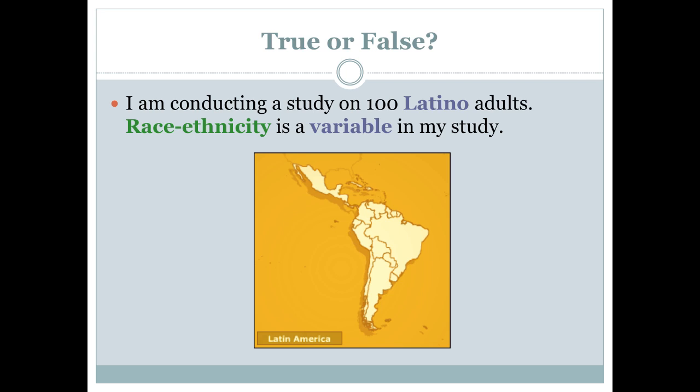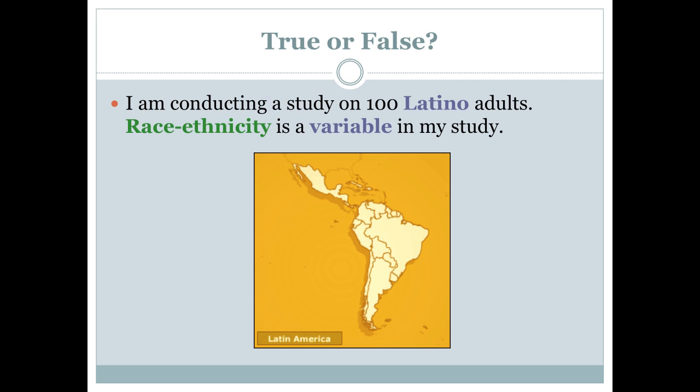Now let's see if we understand the difference between a constant and a variable. Okay? Question to you guys. I am conducting a study on 100 Latino adults. Can one of my variables in my study be race, ethnicity? What do you think?